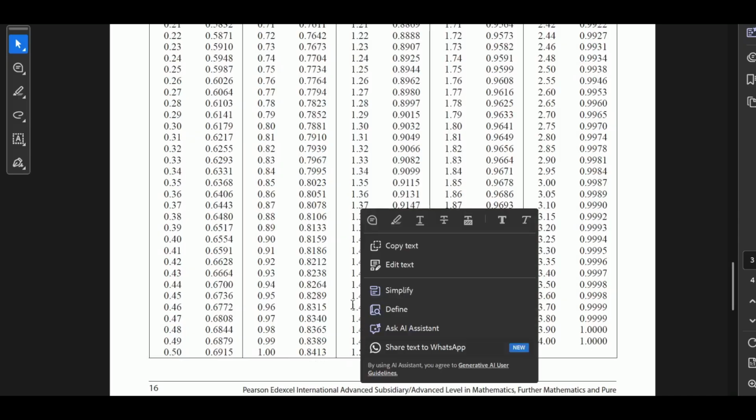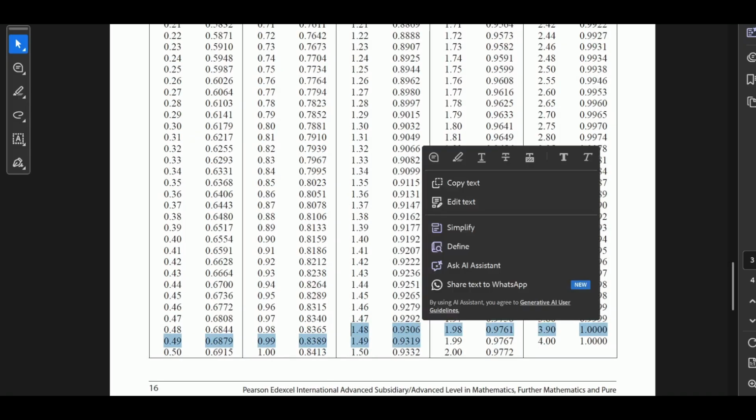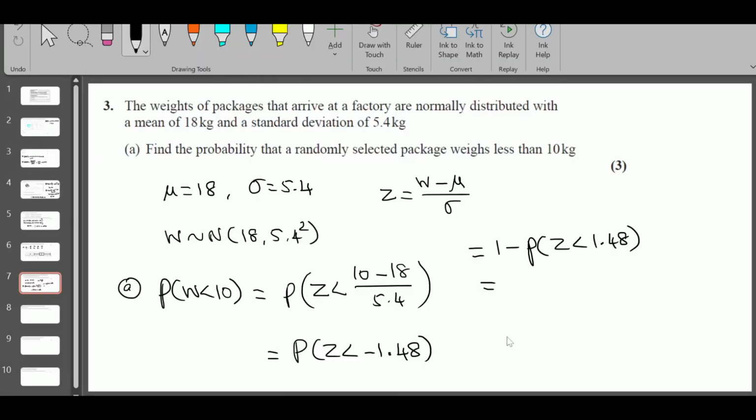So for 1.48, the corresponding value is 0.9306. 1 minus 0.9306, so you will get 0.0694. That's the answer. Leave it as it is. So that was a 3-mark question. Let's move on to part B now.